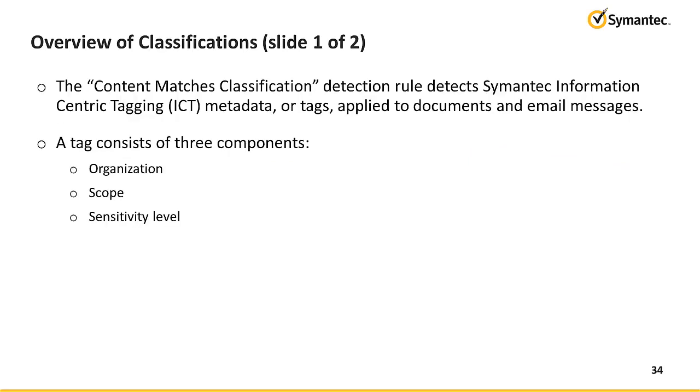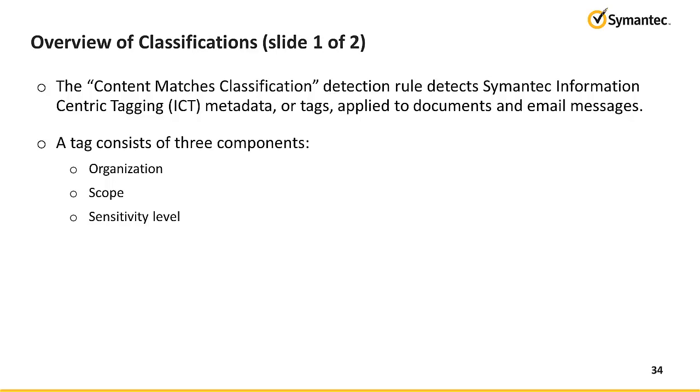Symantec DLP's classification rules enable the detection of Symantec Information Centric Tagging metadata, or tags, applied to email messages and common document file types. These tags can be applied in one of two ways: either through policy-driven processes, specifically by running an endpoint discover scan on users' endpoint systems, and then using response rules in a DLP policy to automatically tag documents that violate the policy, or second, through user-driven processes, for instance by using ICT plugins with the Outlook email client to enable users to select tags and classify their own email messages.